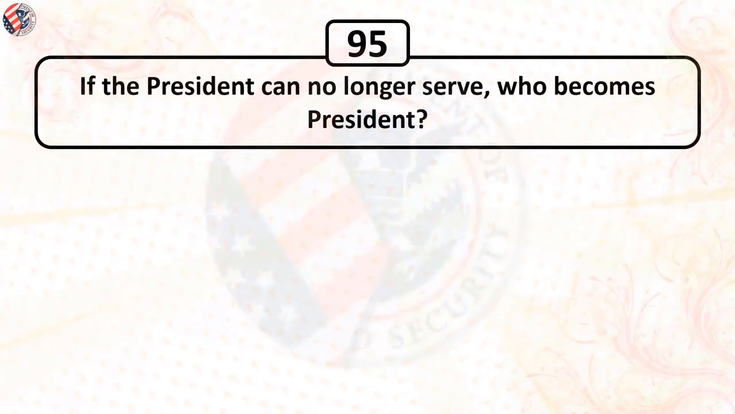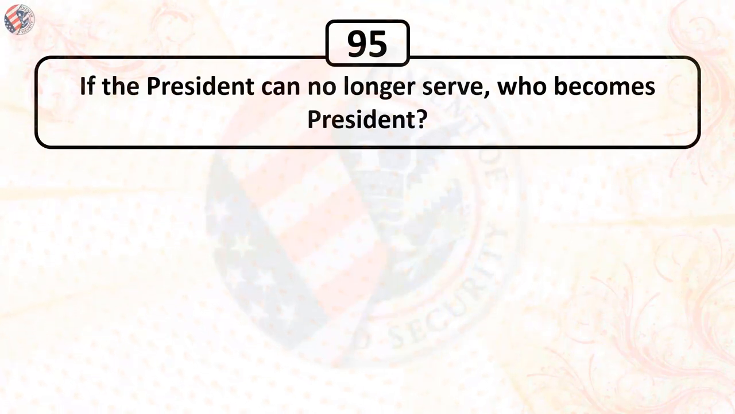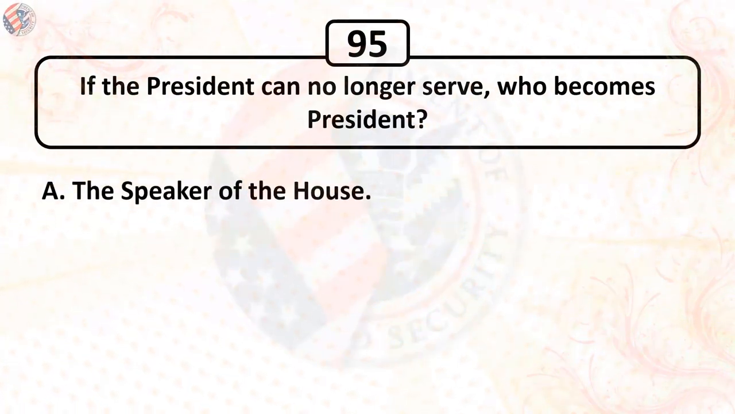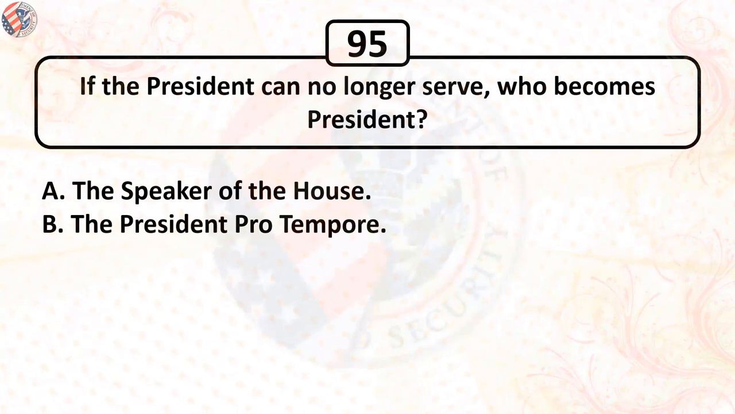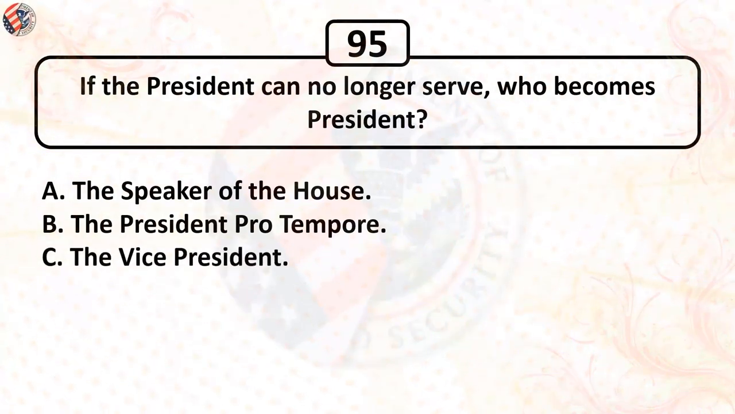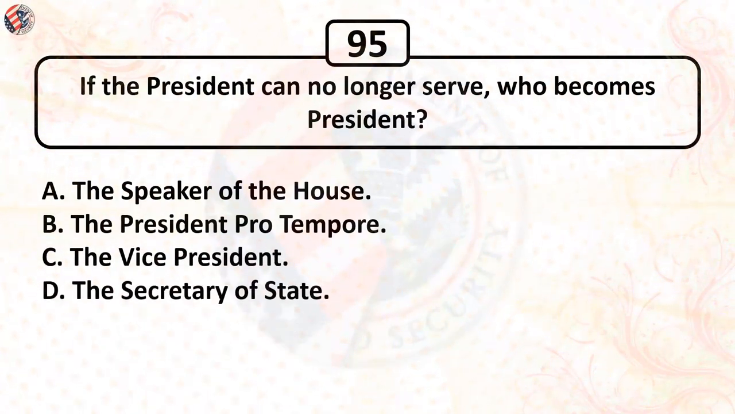The president can no longer serve. Who becomes president? A. The Speaker of the House. B. The President pro tempore. C. The Vice President. D. The Secretary of State.